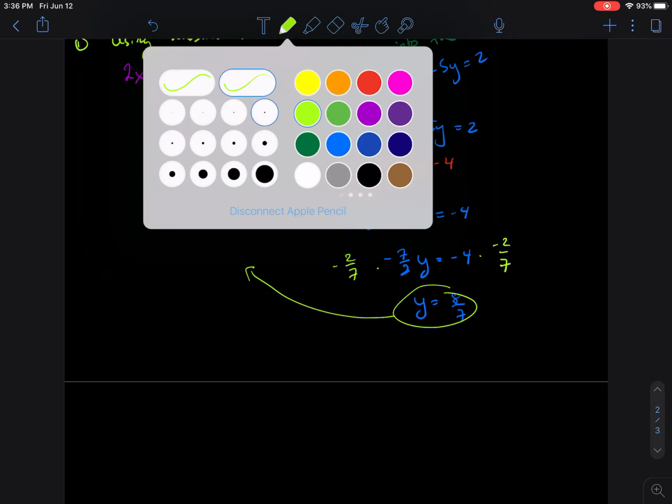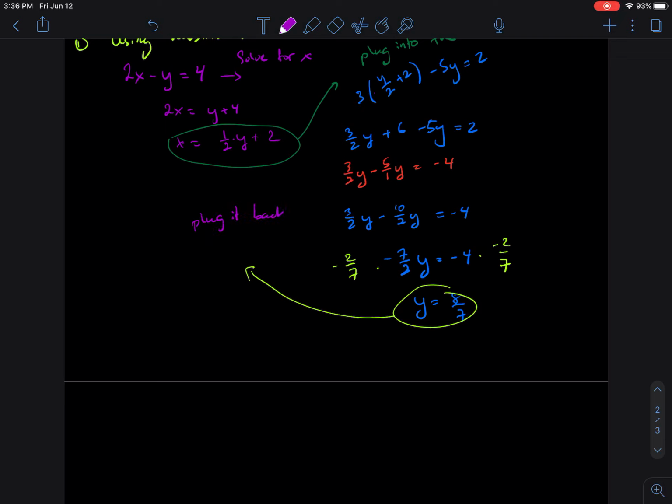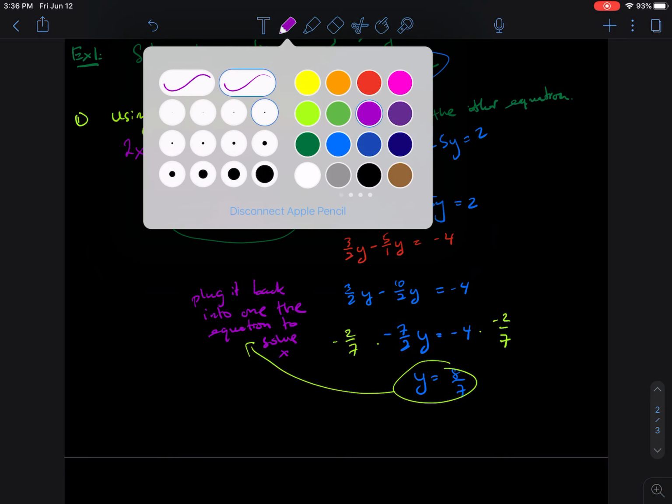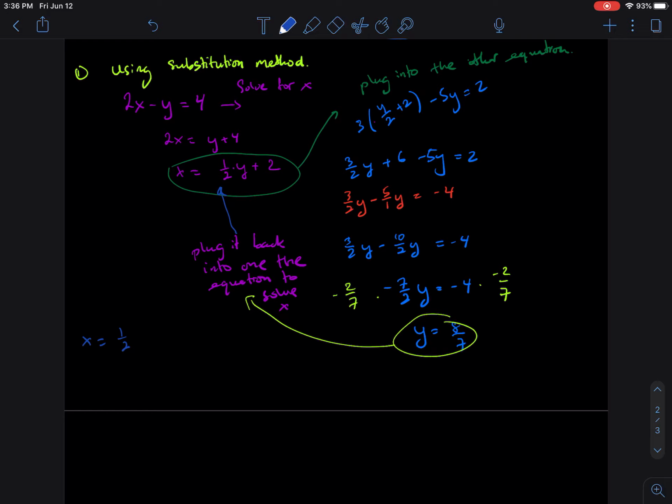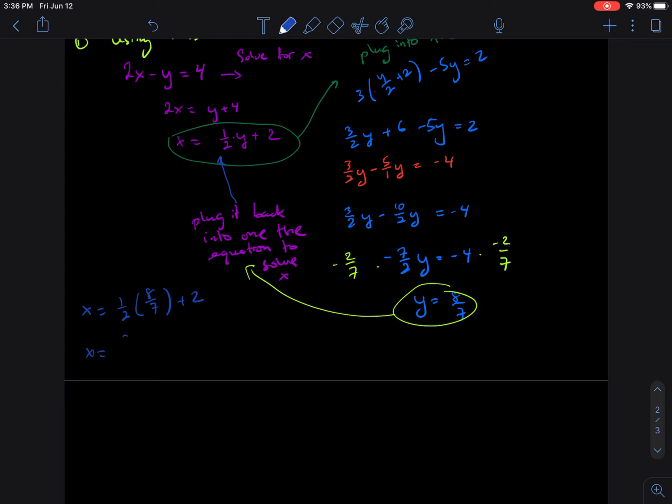So now what we're going to do is plug it back into one of the equations to solve for x. We can plug that back into the one that we saw for x earlier, like this one here. So x equals 1/2 y, which now becomes 8 over 7 times 1/2, plus 2. That will give us 8 over 14 plus 2. Excuse me, I'm not doing the math correctly here. I can change the 2 to over 1 and multiply by 14, so plus 28 over 14, that gives us 36 over 14, and then that becomes 18 over 7. Okay, so that is my x coordinate.